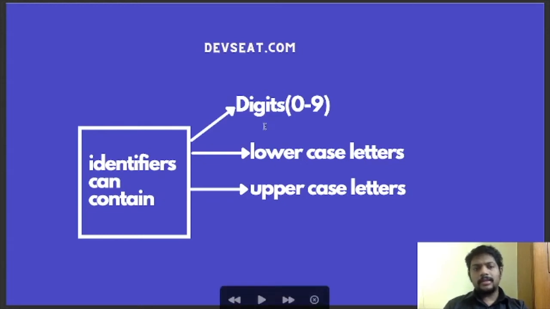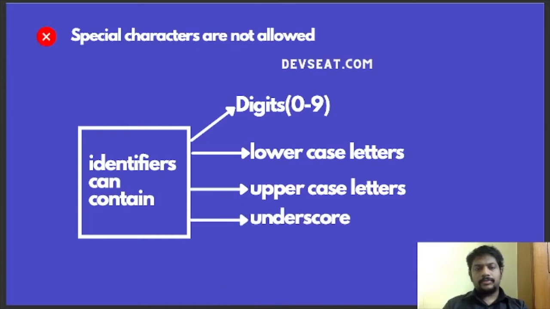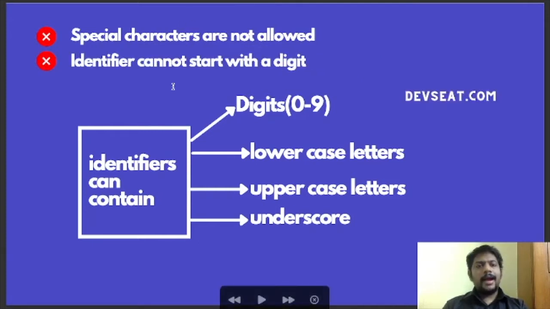For those entities you can have digits, lowercase letters, uppercase letters, underscore. Special characters are not allowed while naming an identifier. You cannot have a special character, and an identifier cannot start with a digit. So it can contain 0 to 9 digits, lowercase letters, uppercase letters, underscore, but it cannot contain special characters and it cannot start with a digit.